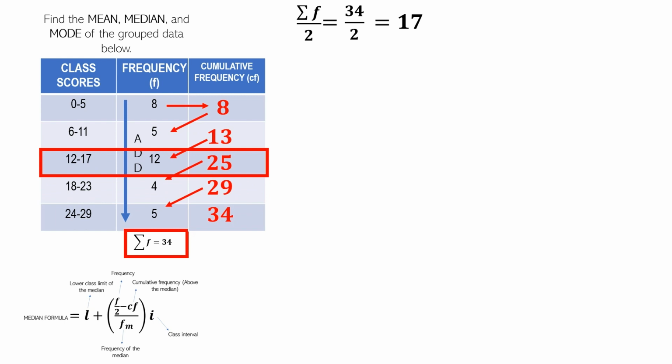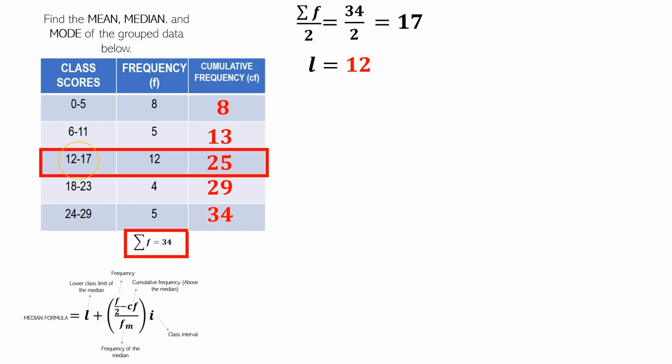Therefore, highlight it until the class scores. It will be the basis for identifying the given for the formula. Since we already highlighted it, the lower class limit, or the L in our data, will be in the class scores. Since the highlighted class scores is in between 12 and 17, then the lower class is 12.